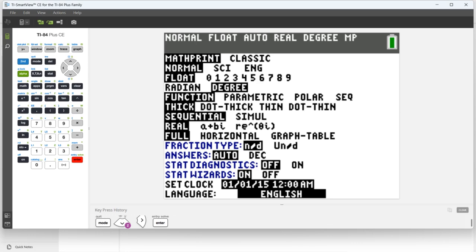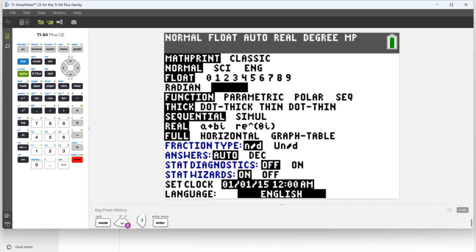Notice that radian is not highlighted. And if you have this exact or something similar calculator, you'll notice that at the top of the screen, the word radian changed to degree. So now it tells you that your calculator is in degree mode. If you don't have these words at the top of your screen, you have to go into mode and double check and see is degree highlighted or not.